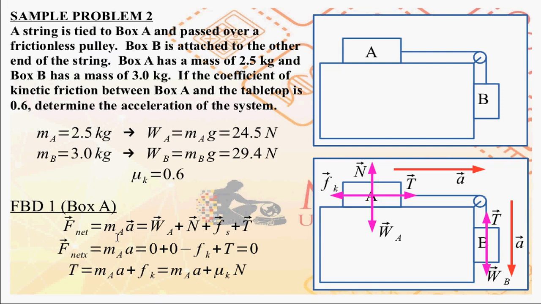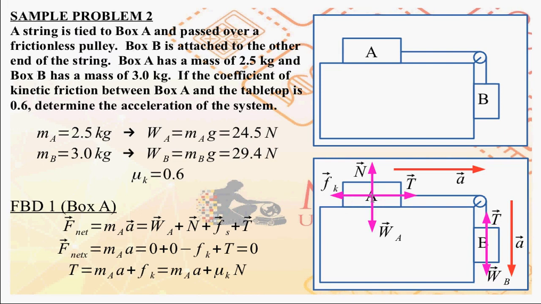Analyze using the component method. The x component tells us F net x, the x component of acceleration, is horizontal, in the positive direction. The x component of weight is vertical, so there is no x component. The same goes for the normal force: vertical, no x component. Friction is heading in the negative direction.